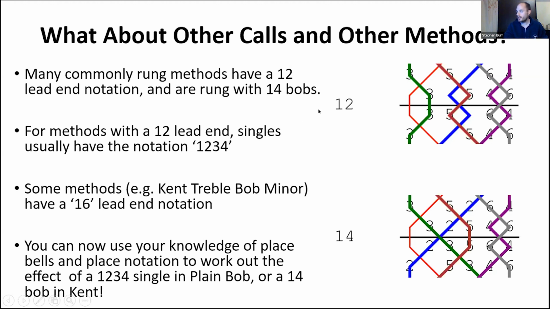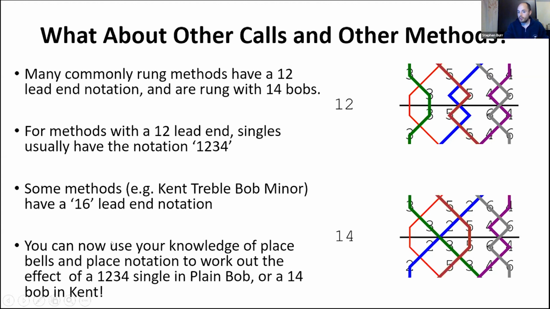Methods that have this lead end notation, a single in those methods is usually 1, 2, 3, 4 here, rather than just 1, 4. There are some methods, such as Kent, treble bob minor, that have a 1, 6 notation at the lead end. So instead of a place here and a place here, we have the hunt bell leading, but we have a place at the back. They usually also use 1, 4 bobs.